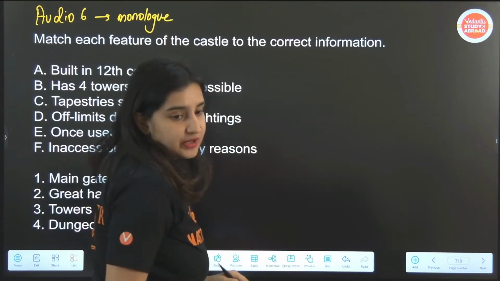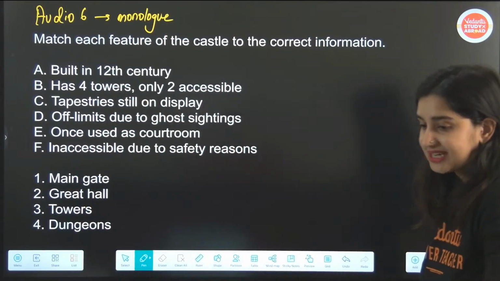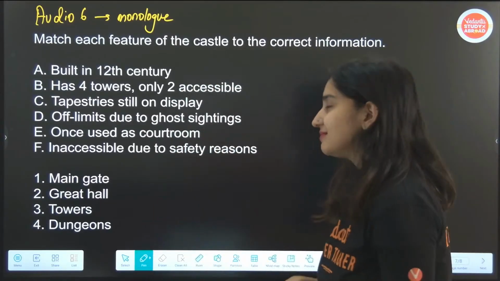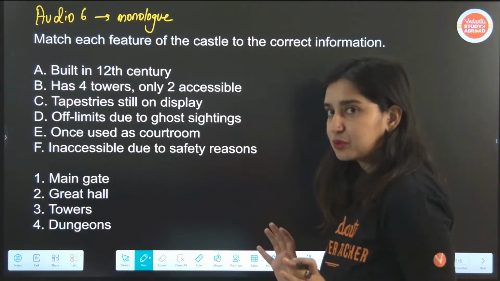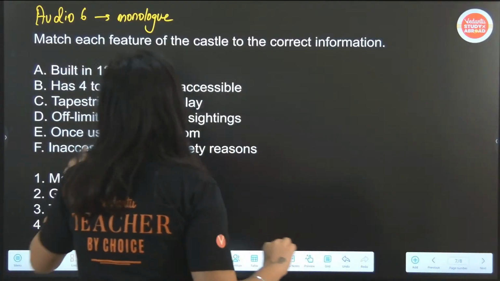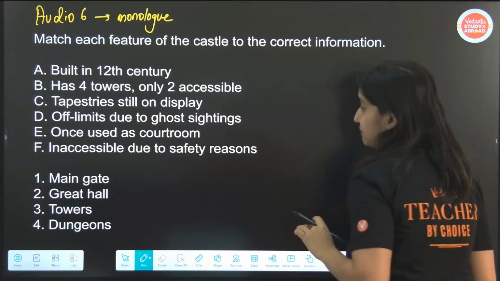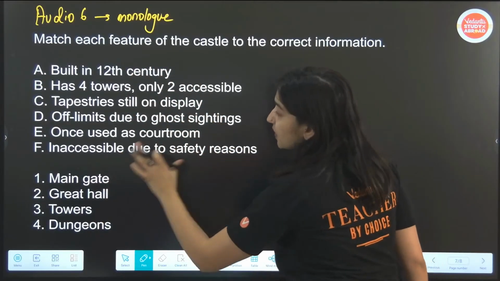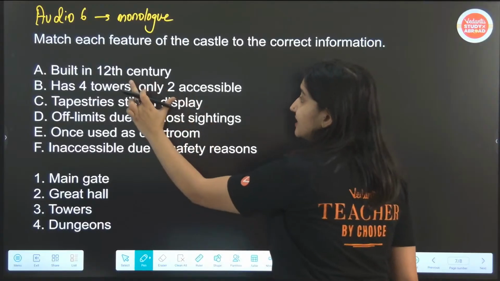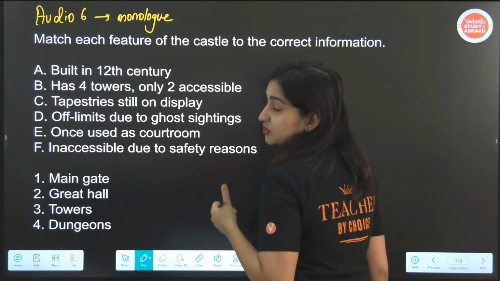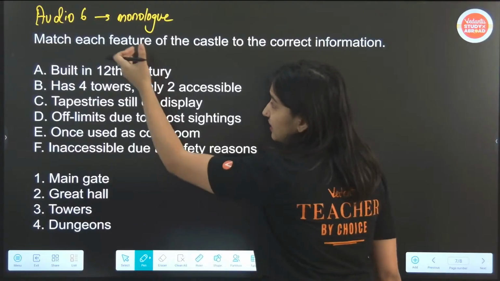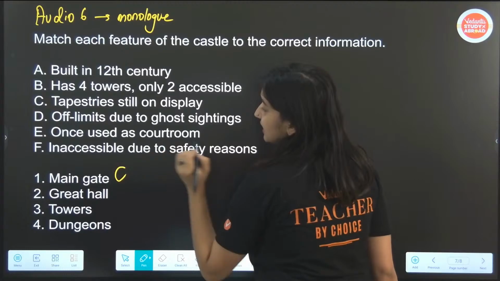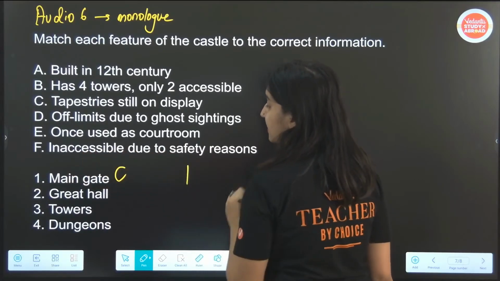And it's a difficult sort of question type. I find this personally kind of confusing, but follow simultaneously and you will be able to get it. So you have to match each feature of the castle to the correct information, which means that these are going to coincide with these. So you have to write the letter over here next to the number that it applies to. So whatever here applies to the main gate, for example, if it's C, then you write C next to it.